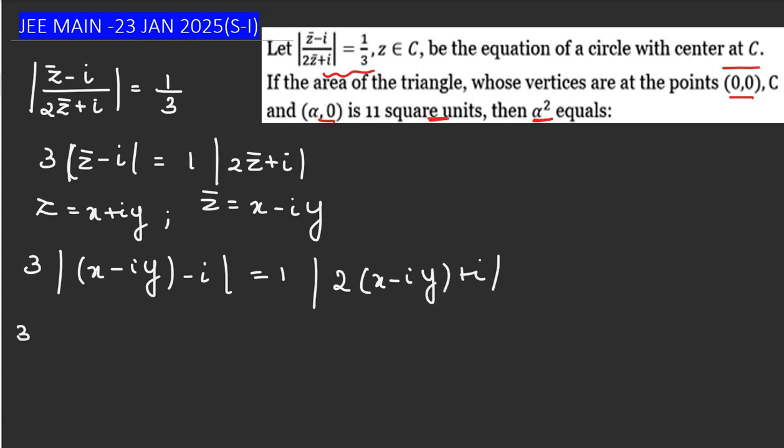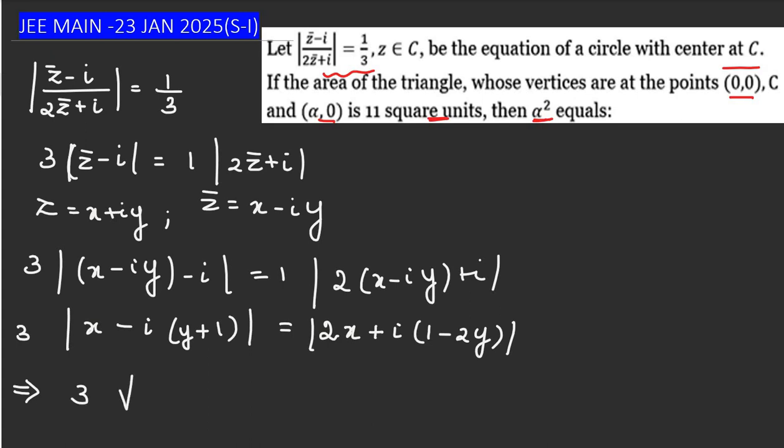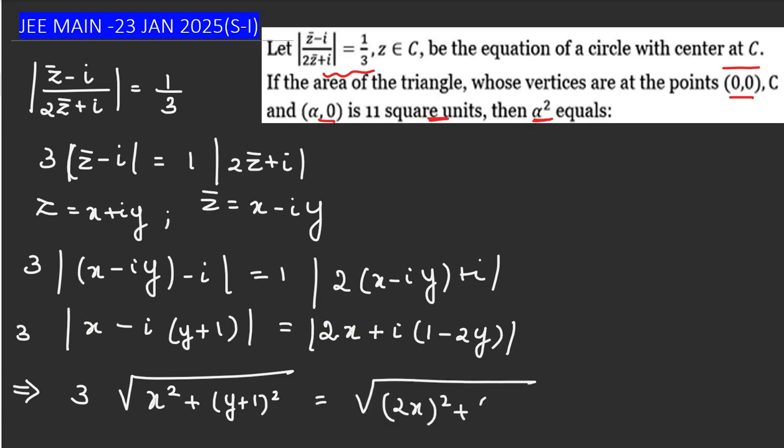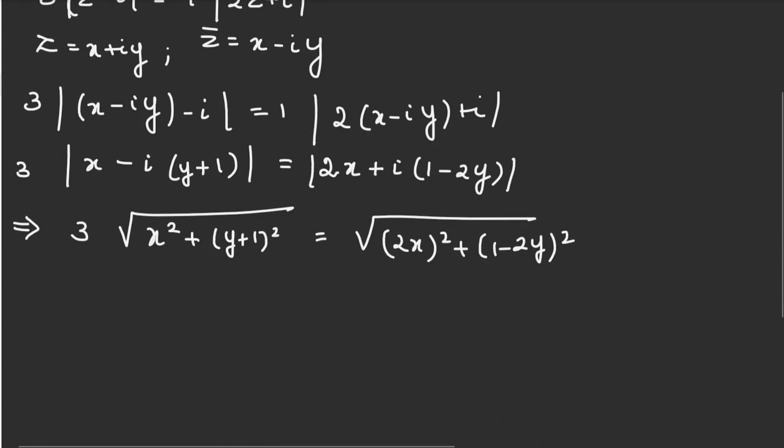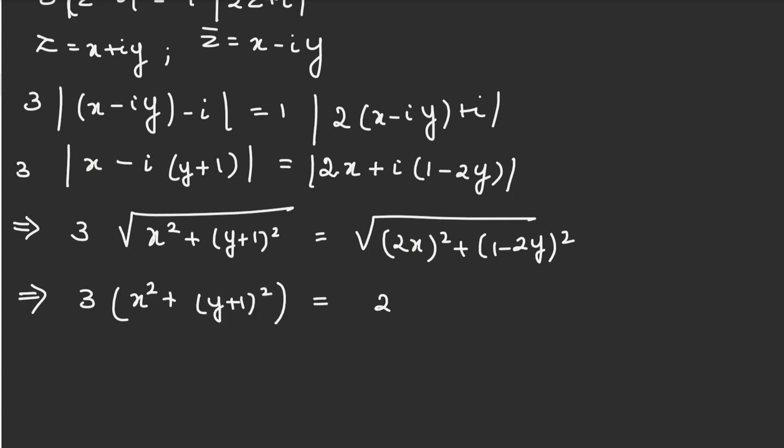Now separating the terms, this is equal to 3 times root of x squared plus y plus 1, the whole squared, is equal to root of 2x, the whole squared, plus 1 minus 2y, the whole squared. Now taking squaring on both the sides, we get 3 times of x squared plus y plus 1, the whole squared, is equal to 2x, the whole squared, plus 1 minus 2y, the whole squared.